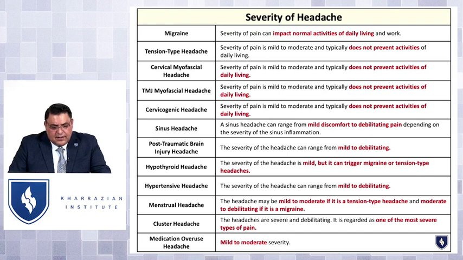Hypothyroid headache, it's mild, but these can trigger migraine headaches or tension type headaches. And then hypertensive headaches, for some people, they're debilitating. As soon as they try to stand up and do anything, their headache is so bad and throbbing, they have to sit down. Or it could just be this mild throbbing sensation throughout the day. And then menstrual type headaches basically trigger migraines or tension headaches and have those types of severities. And clusters being one of the most severe types of pain, and then medication review.